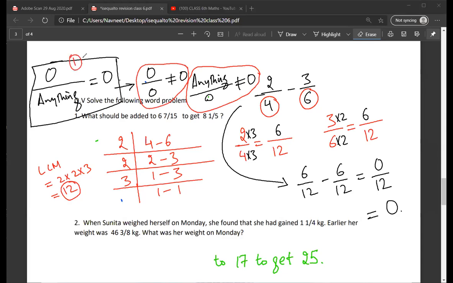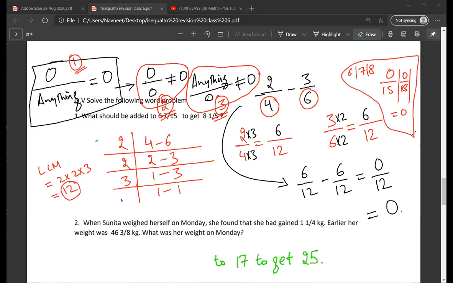So this is the first thing that you need to remember. This is the second thing that you need to remember. This is the third thing that you need to remember. Usually in 6th, 7th, 8th, I think you will only find fractions like 0 upon 15 or 0 upon 18 or something. And the answer for all these is 0. Is there a doubt? No, sir.